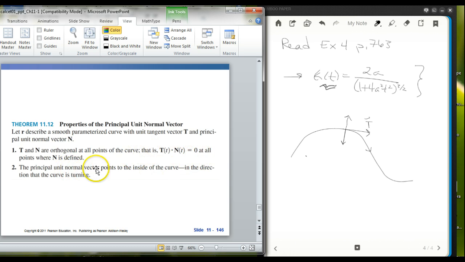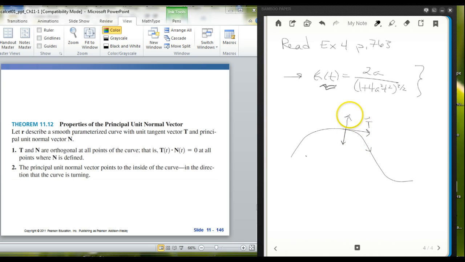The principal unit normal vector points to the inside of the curve, in the direction the curve is turning. Now this is how we make a distinction between these two vectors right over here, the default declaration for which one of these two is the principal unit normal vector. Both of these are unit normal vectors, but the principal one is the one that points to the inside of the curve in the direction the curve is turning, which means that this one right here is actually our N. This one out here is not, because that one points away from the direction of the curve. This N is on the inside of the curve, as it's generated from left to right.